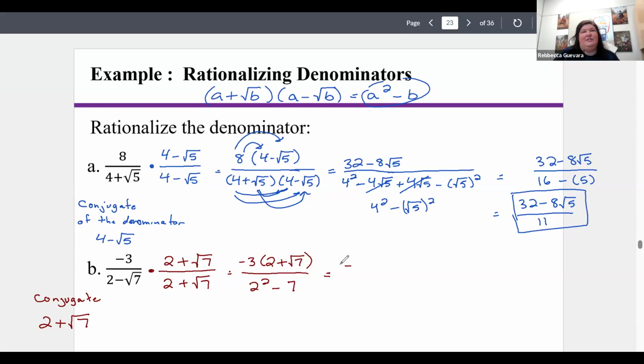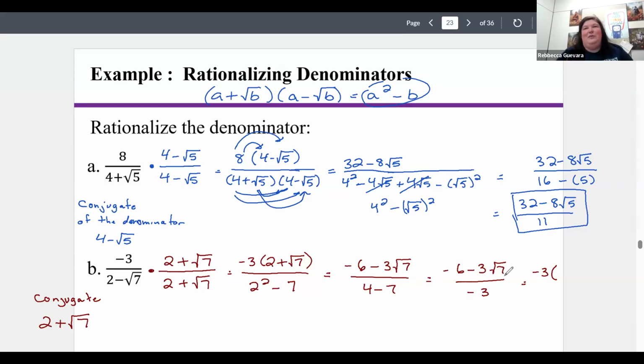So if I distribute across the top, negative 3 times 2 is negative 6. Negative 3 times square root of 7 is negative 3 times square root of 7. And then down here, we're going to have 4 minus 7. So we have minus 6 minus 3 square root of 7. It's going to be over minus 3. So this we're going to do further because everything's divisible by a 3. So if I factor out a negative 3 from the top, as you see, the step was pointless, but we don't always see that right away. We did do some extra steps here we didn't need. Like I said, if you don't see that, that's fine. That's why we're doing it this way.